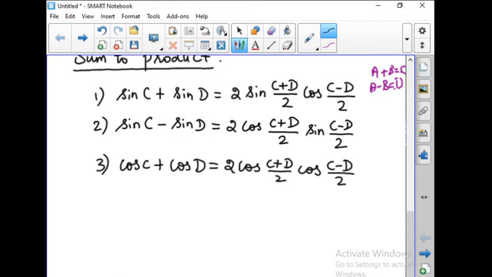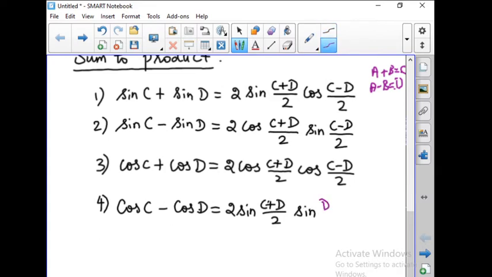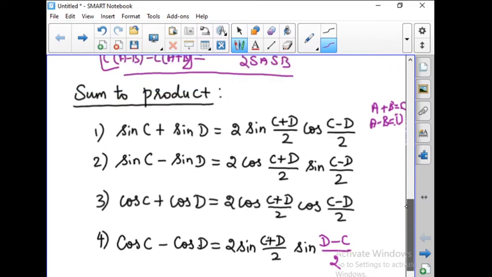Okay. Next, fourth formula, cos C minus cos D is equal to 2 sin (C plus D)/2 sin (D minus C)/2. இங்கே நீ கவனிக்க வேண்டியது D minus C by 2. So you have to be very clear that it is not C minus D, it is D minus C. So using these 8 formulae, we are going to do the next exercise.